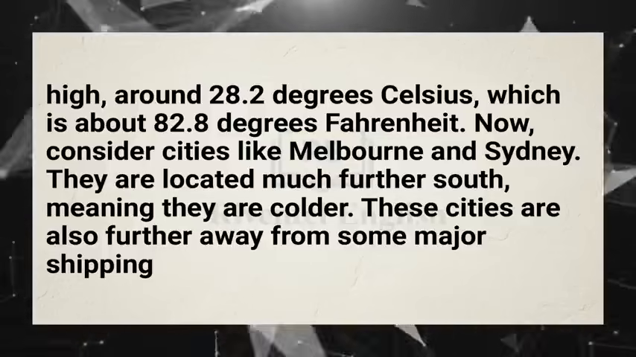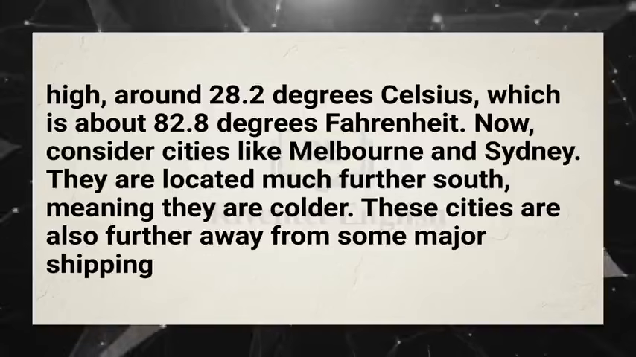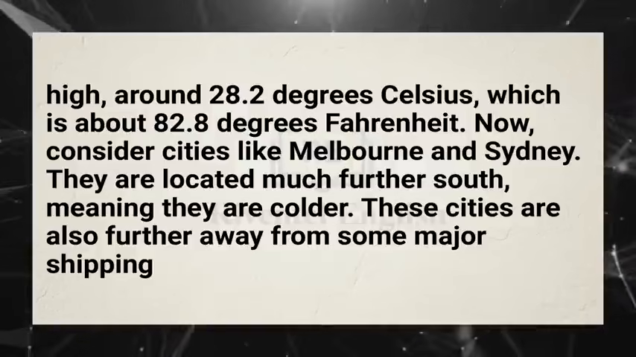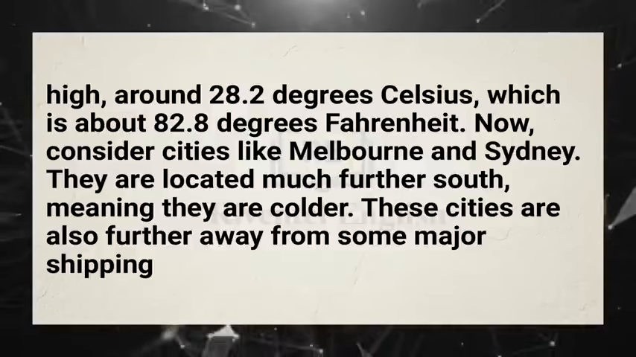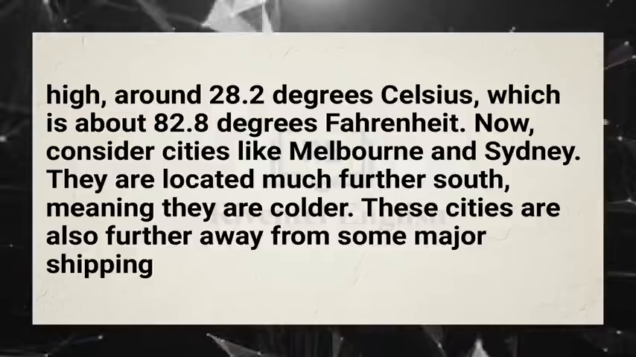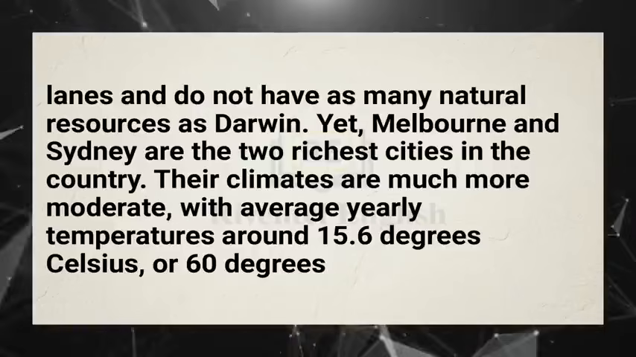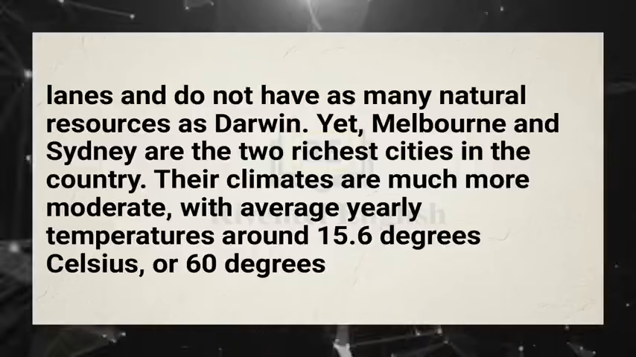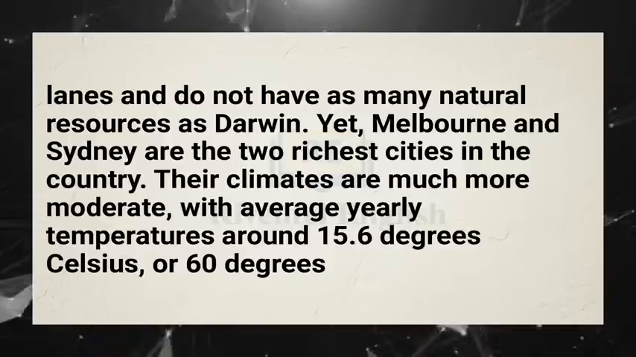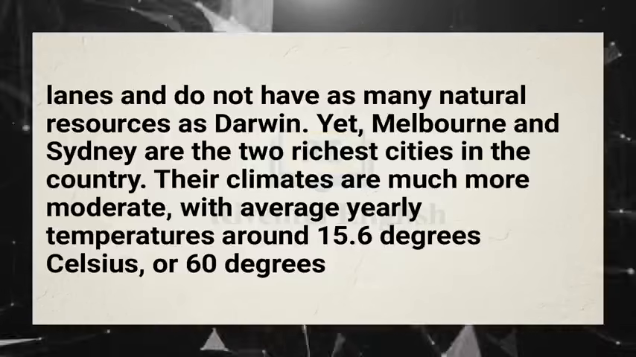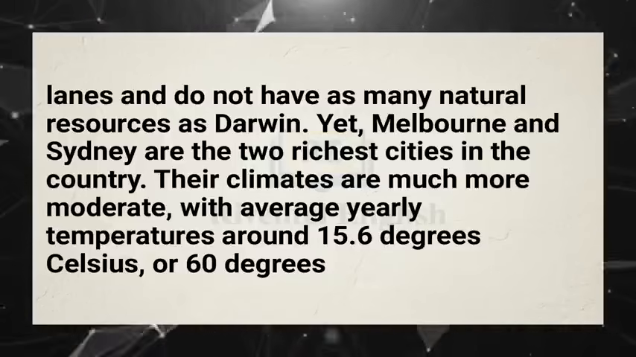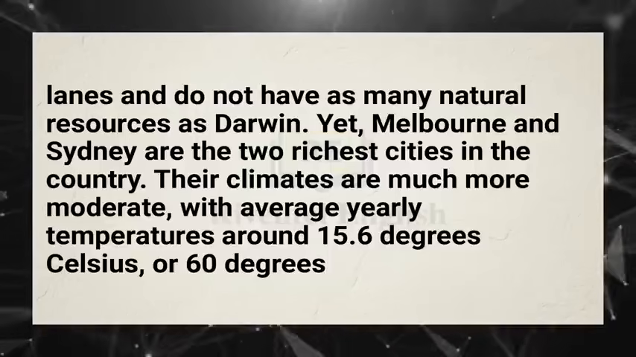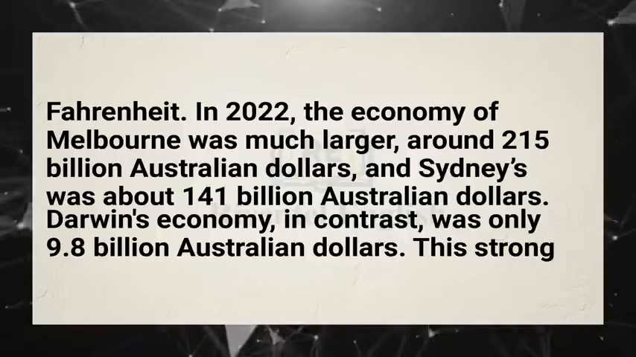Now consider cities like Melbourne and Sydney. They are located much further south, meaning they are colder. These cities are also further away from some major shipping lanes and do not have as many natural resources as Darwin. Yet Melbourne and Sydney are the two richest cities in the country. Their climates are much more moderate, with average yearly temperatures around 15.6 degrees Celsius or 60 degrees Fahrenheit.